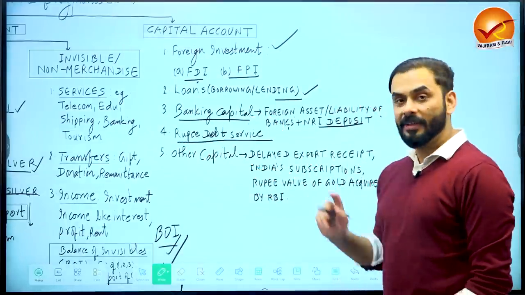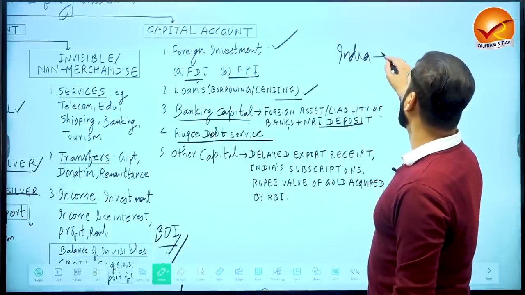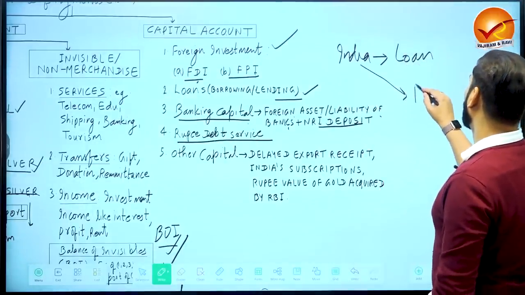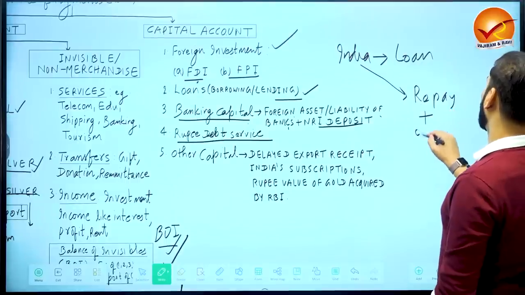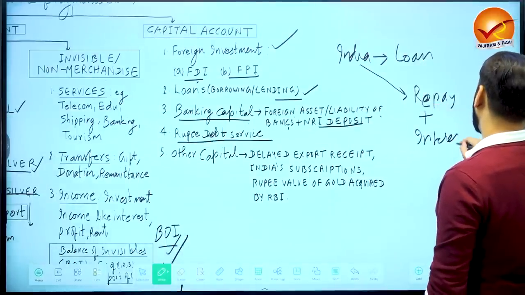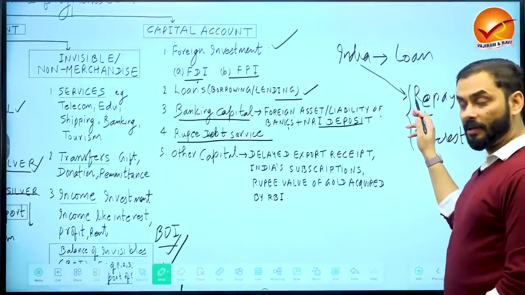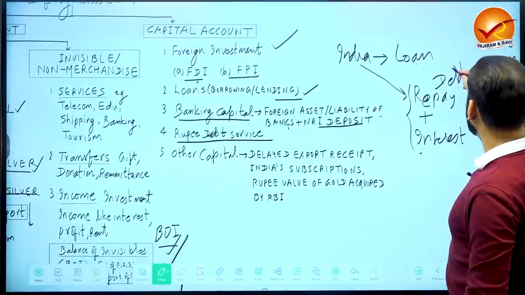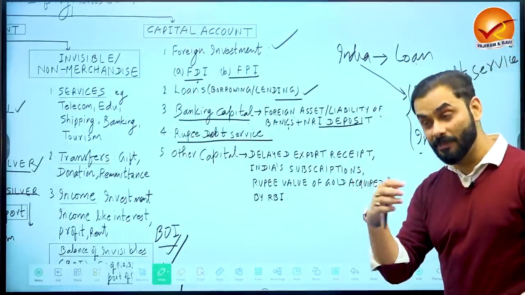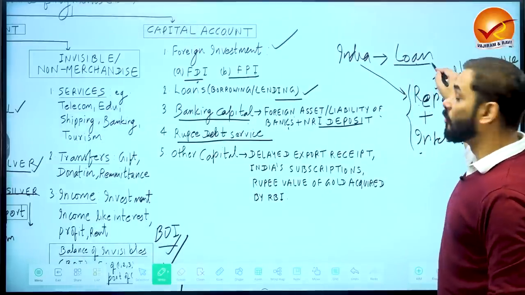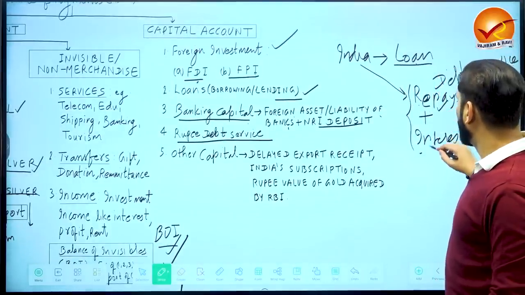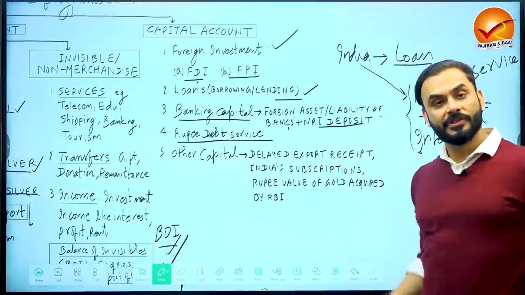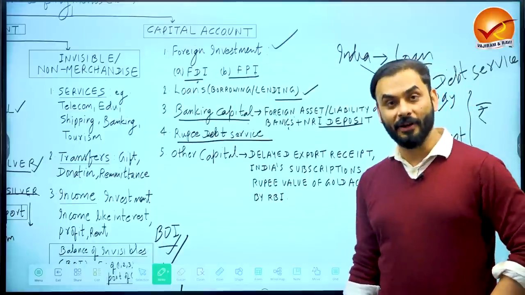Now, rupee debt service. I'll give you an example. Suppose that India has taken a lot of loan. When you take a loan, after some time, you have to repay the loan plus you have to pay interest also. So when you have to repay the loan amount plus interest, it is called debt service, which means debt means borrowing. You borrowed money. Now you have to service it, means return it. This is called debt service. So whenever we take loans and we make the repayment of the loan plus interest in terms of rupee, that is called rupee debt service. So rupee debt service is also a part of capital account.